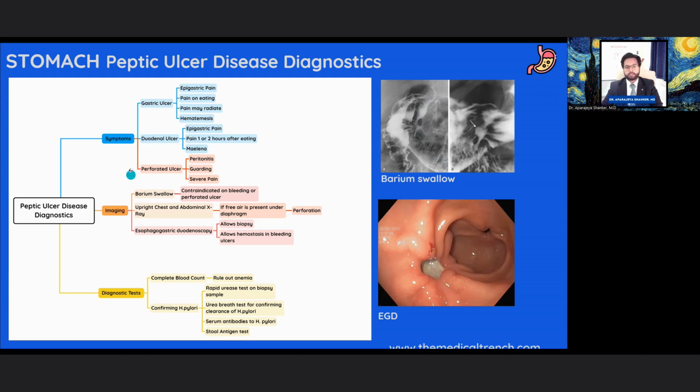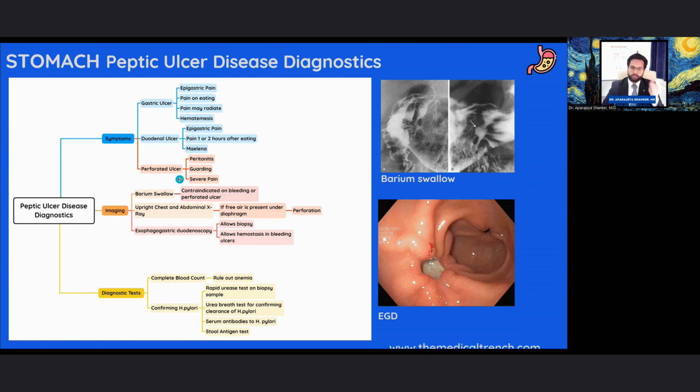stomach, right? So if you have a patient who comes to you with these three additional symptoms over the general symptoms of the gastric and duodenal ulcer, such as peritonitis, guarding, and severe pain, then you should suspect that this patient has a perforated ulcer and then determine what you need to do next, right? So you have this thing called the upright chest abdominal X-ray, and you do this in patients in whom you think that there is a perforated ulcer.